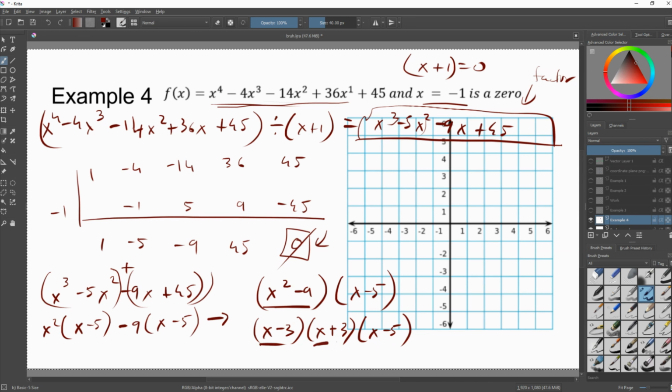So these are my zeros along with this. So that one is a -1. And this one is a +3. This one is a -3. And this one is a 5. So I have +3, -3, -1, and positive 5. So my function looks something like this. Something like that.